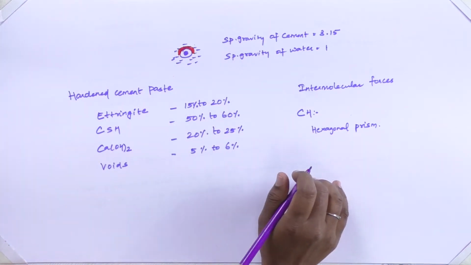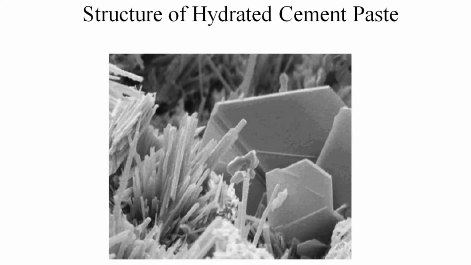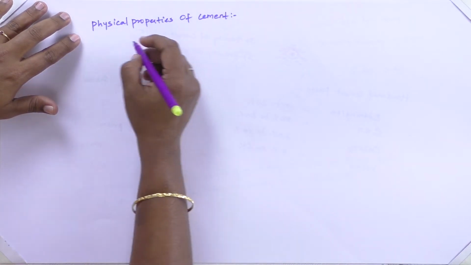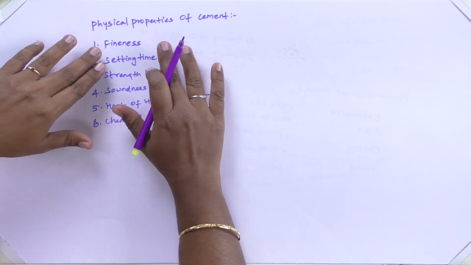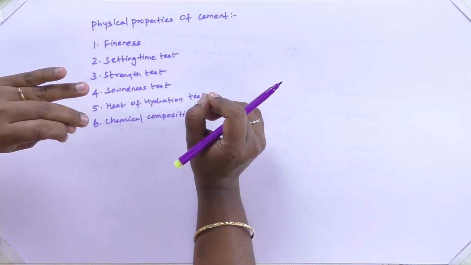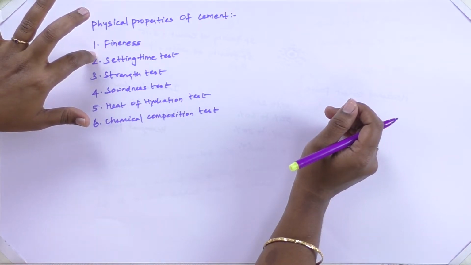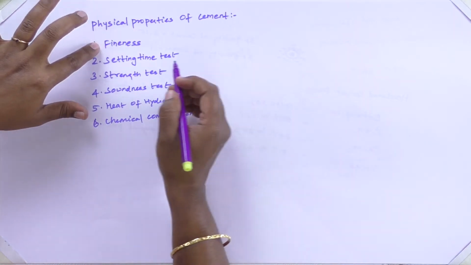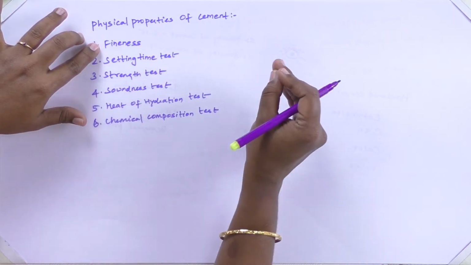This is the structure of a hydrated cement paste, the entire structure of a hydrated cement paste. Next we are going to see the physical properties of cement. The first physical property is fineness. This fineness represents the particle size of cement. Fineness plays a major role in the strength aspects of cement, that is the particle size of cement, and that's the reason why fineness is to be tested in cement particles.